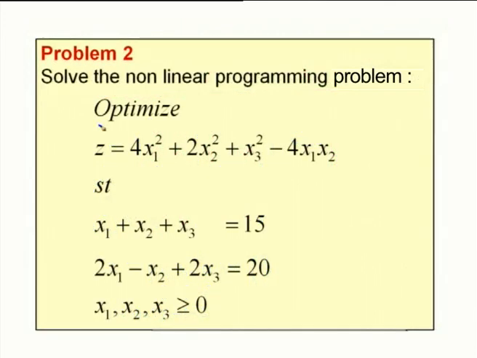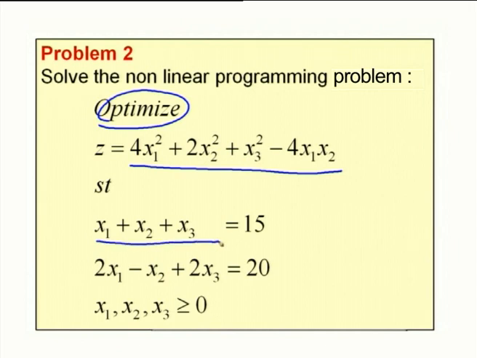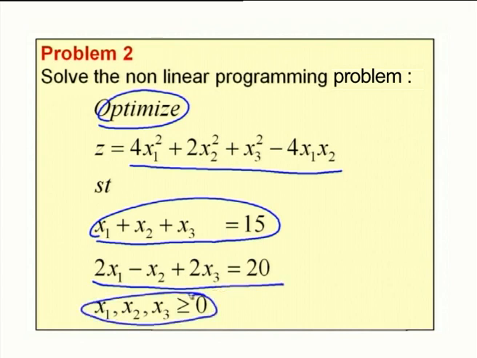The problem is, solve the nonlinear programming problem which optimizes z equal to 4x1 squared plus 2x2 squared plus x3 squared minus 4x1x2 subject to the constraints x1 plus x2 plus x3 equal to 15, and the second constraint is 2x1 minus x2 plus 2x3 equal to 20, and all the decision variables are non-negative. The given nonlinear programming problem involves 3 decision variables x1, x2, x3 and 2 constraints. Therefore, for the given problem n value is 3 and m value is 2.